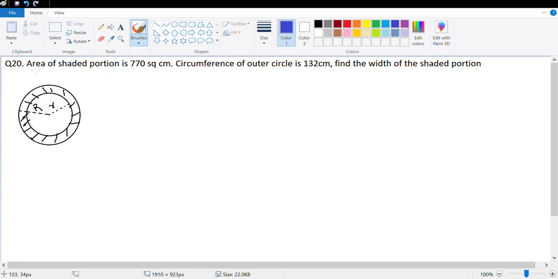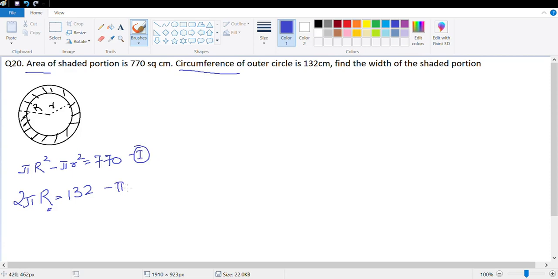Perfect. So we know area of the outer circle will be pi capital R square, minus the area of the small circle, which will be pi small r square, is equal to 770. So that's one thing which is given. And circumference of the outer circle, which would be 2 pi capital R, is given equal to 132. So let's see if we can calculate R from here. So that's my equation 1, that's my equation 2.